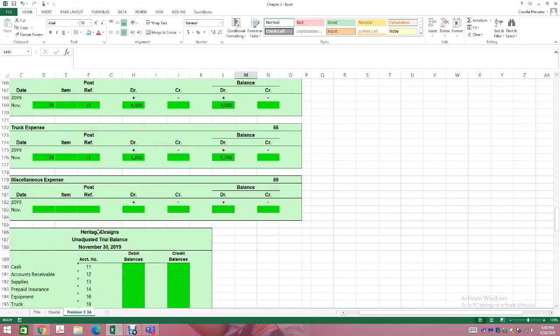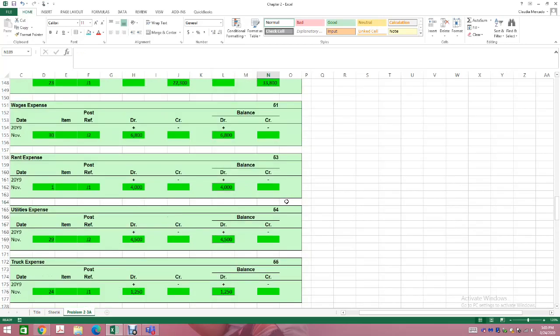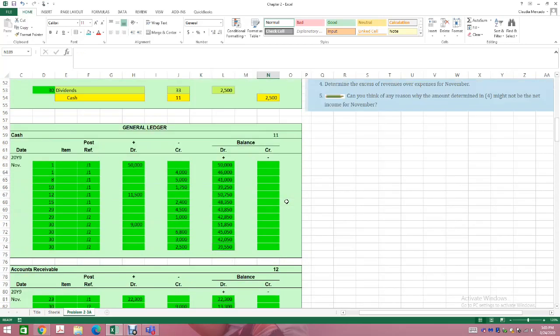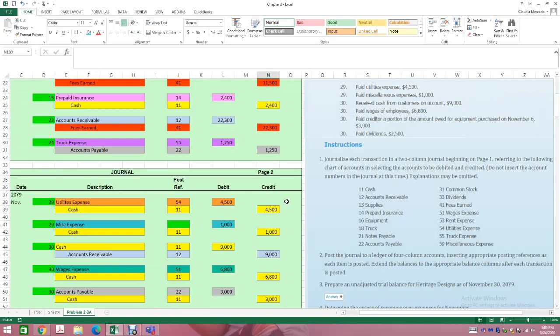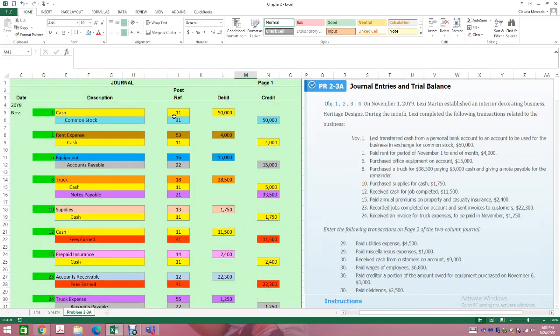So we're going to go ahead and put it in there. That happened on the 29th. This is journal page 2. And we had $1,000 debit. And then I need to go back and put account number 59 for my miscellaneous entry. Number 59.